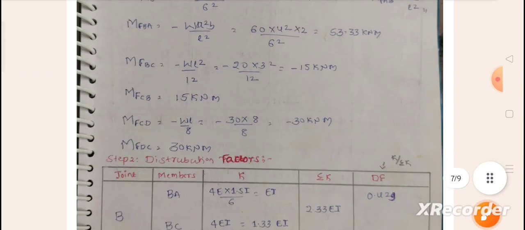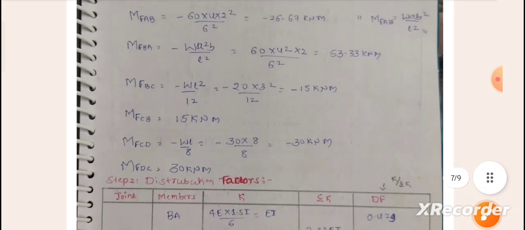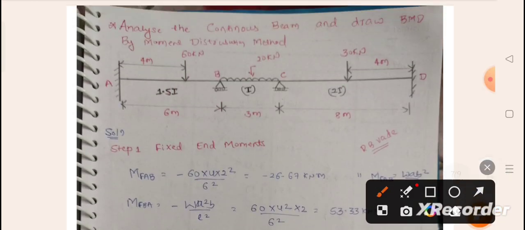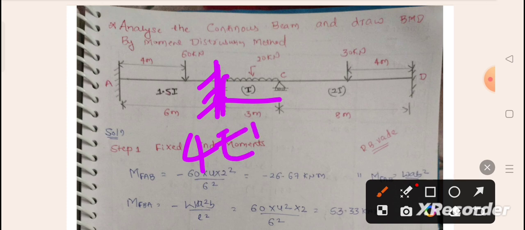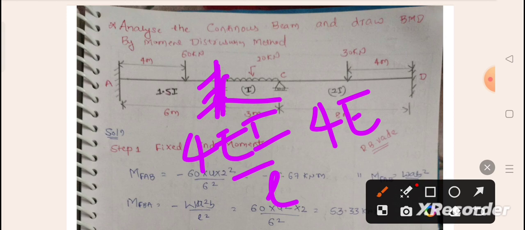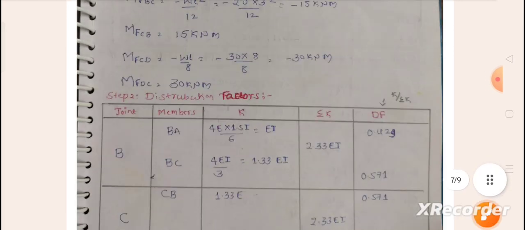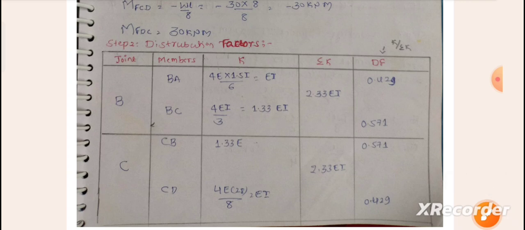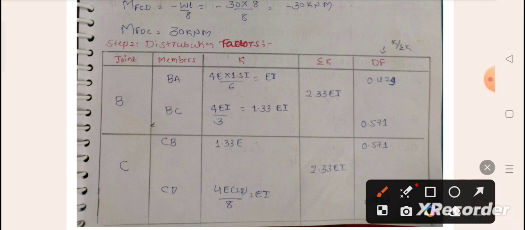Next, if you go for CB. For CB, again it will be continuous, no? Continuous means fixed only. So here also 4EI by L will come. What is the value of I? I is as it is, L is 3. So we get the same value here also. This is 1.33EI and this is also 1.33EI. How are we getting this? This is also 4EI by L. That's why I am getting that value.